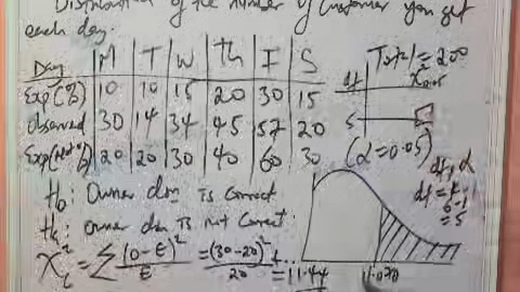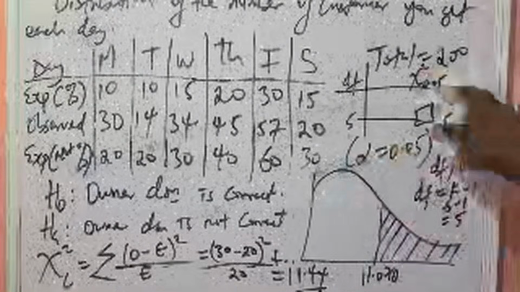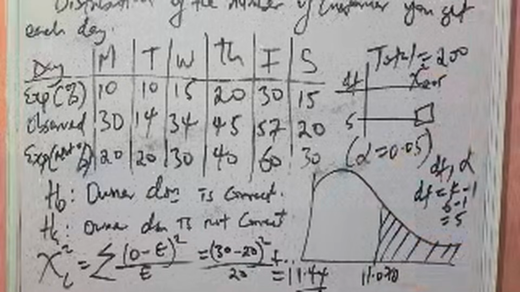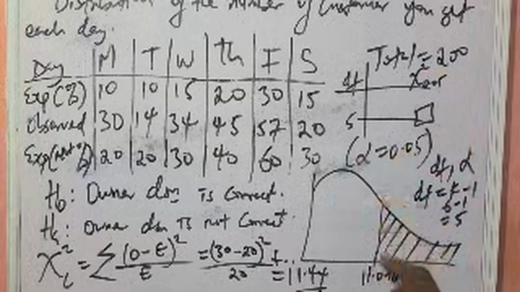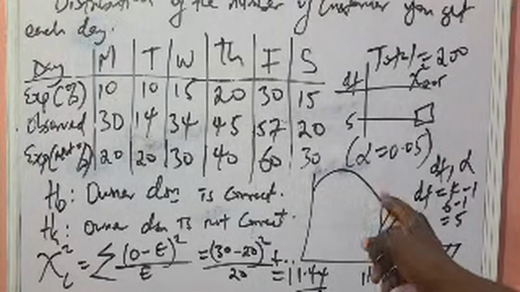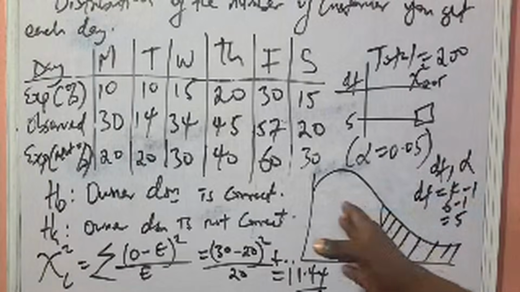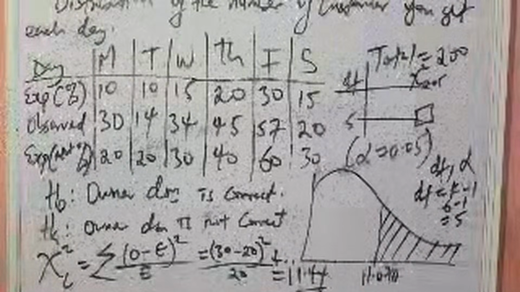When you pick out your value, you will observe that for chi-square at 0.05, you'll be getting 11.070. That will be the mark, the critical value, the place where we decide where we're rejecting and where we're not rejecting. So if this is 11.07, everything to the right represents our critical region, and everything to the left represents our acceptance region.